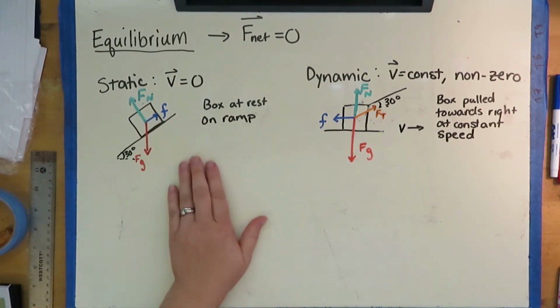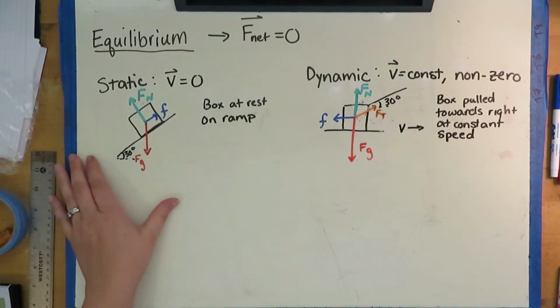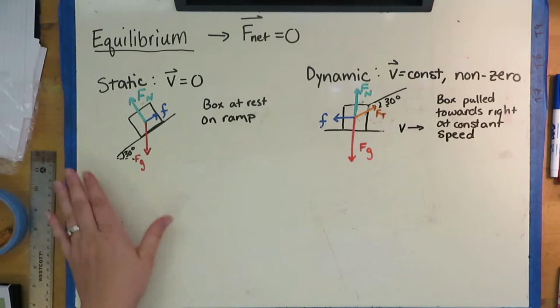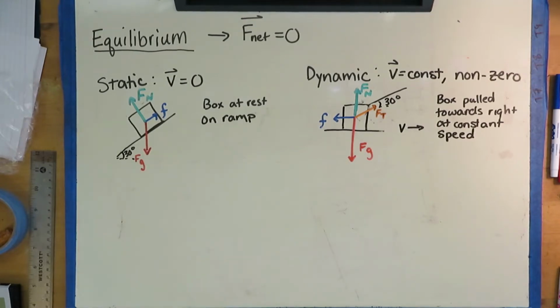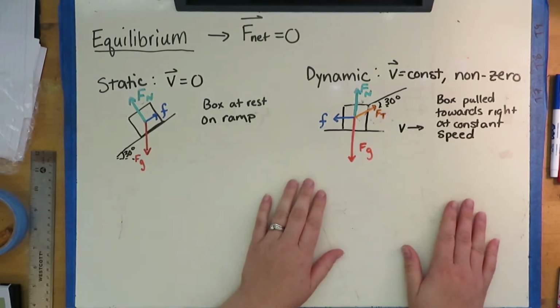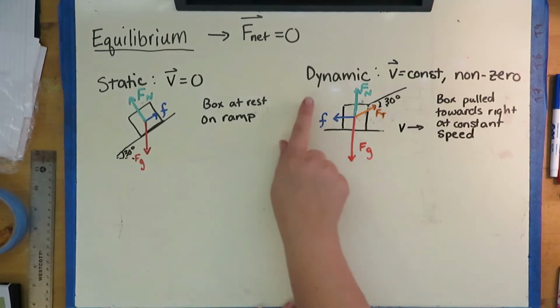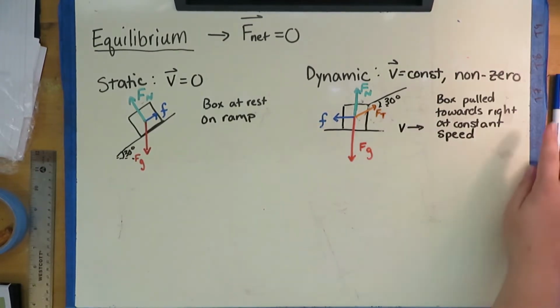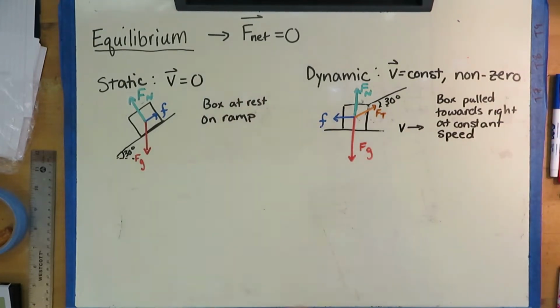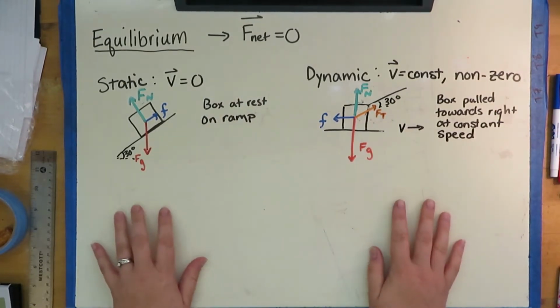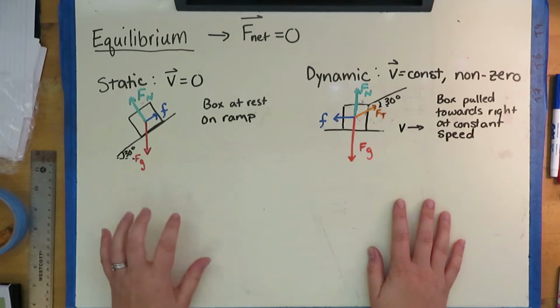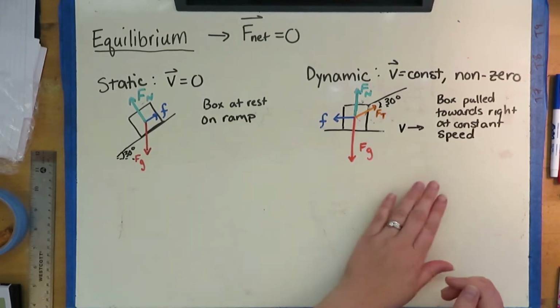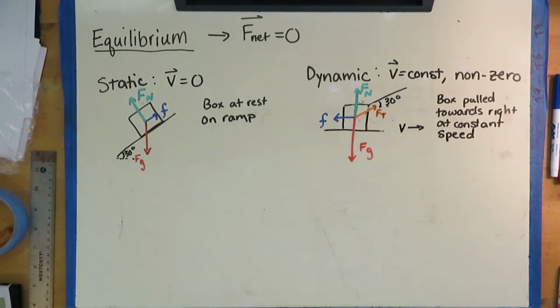So this situation that we looked at in our free body diagrams lesson was a box at rest on a ramp, and that was an example of static equilibrium. And in contrast, dynamic equilibrium involves a constant velocity that is non-zero, because if it was 0, then it'd be static. So you have both of these different cases here, one that's moving and one that's not moving. So this was our box pulled towards the right at a constant speed by the rope at an angle.